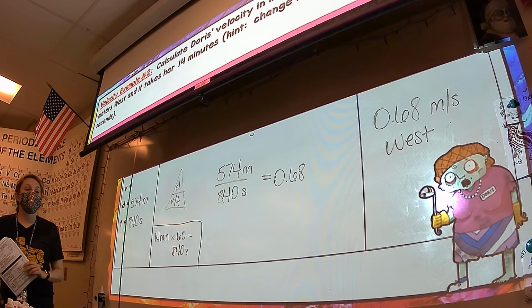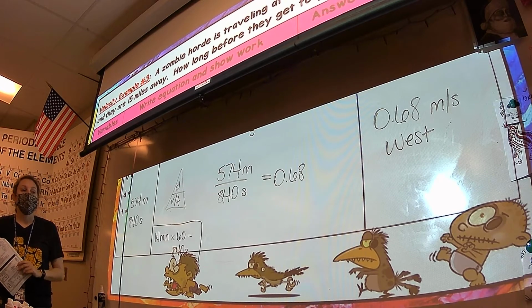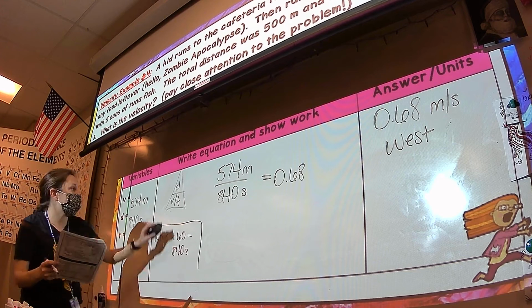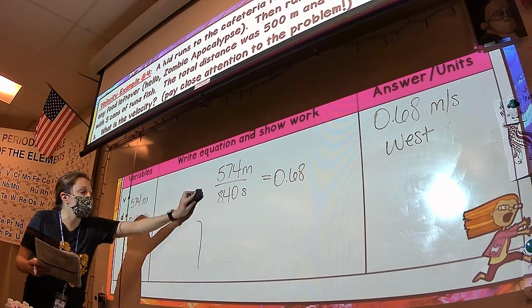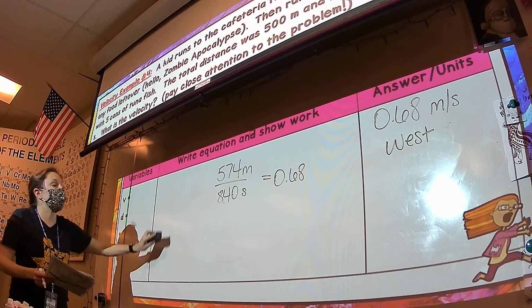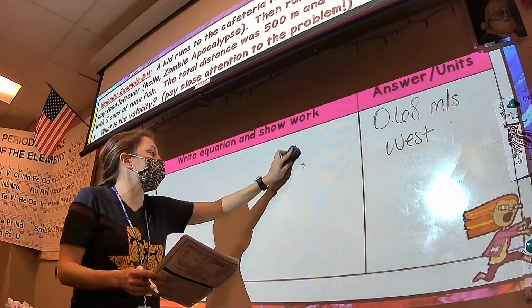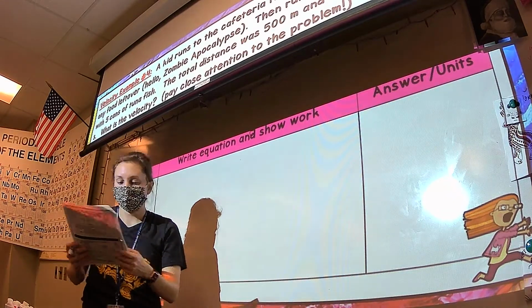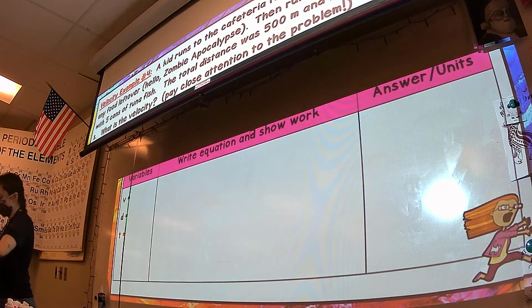Alright, we are going to skip example 3. Go ahead and go straight to example 4. And I'm going to give you a little bit of time to do it by yourself, and then we're going to go over it as a class. But I want to see if you can do it by yourself first. I'm going to set a timer for 2 minutes.